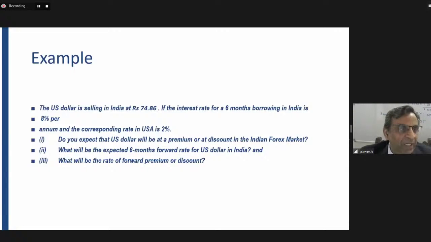US dollar is selling in India at 74.86. Interest rate for 6 months borrowing in India is 8%, and the corresponding rate is 2% in America. Do you expect US dollar to be at a premium or at a discount in the Indian forex market? What will be the expected 6 months forward rate for US dollar in India? And what will be the rate of the forward premium or discount? So please make your calculations and put the answers for all these three.